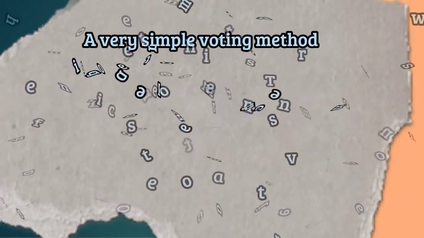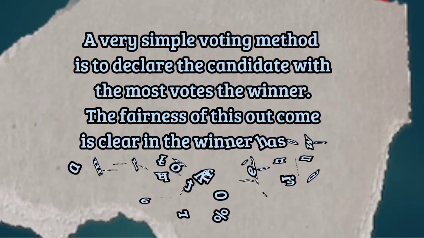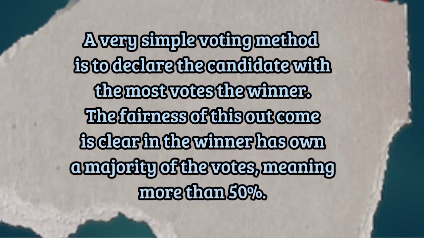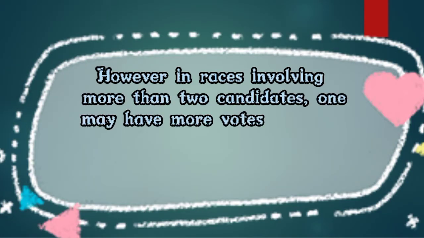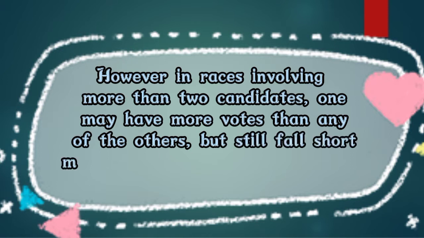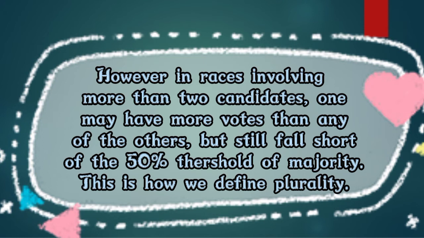A very simple voting method is to declare the candidate with the most votes the winner. The fairness of this outcome is clear. The winner has a majority of the votes, meaning more than 50%. However, in a race involving more than two candidates, one may have more votes than any of the others, but still fall short of the 50% threshold for a majority. This is how we define plurality.